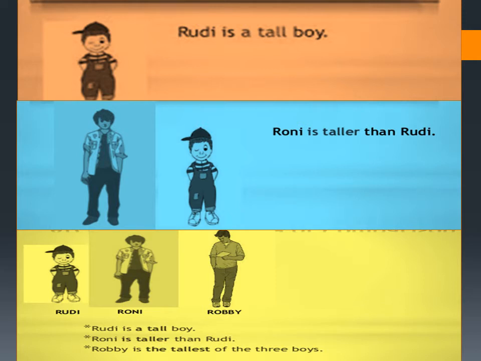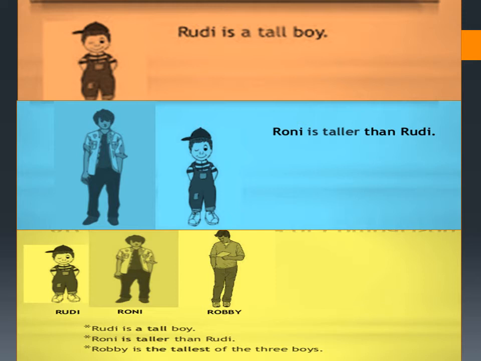Now if you look at the third picture, you can see three people over here. And how is the sentence framed? Robbie is the tallest of the three boys. Now when there are three persons involved, the adjective tall is changing to the tallest, T-A-L-L-E-S-T. So here the heights of these three people are compared and based on the comparison, the one who is more tall than all is called the tallest of the three boys.